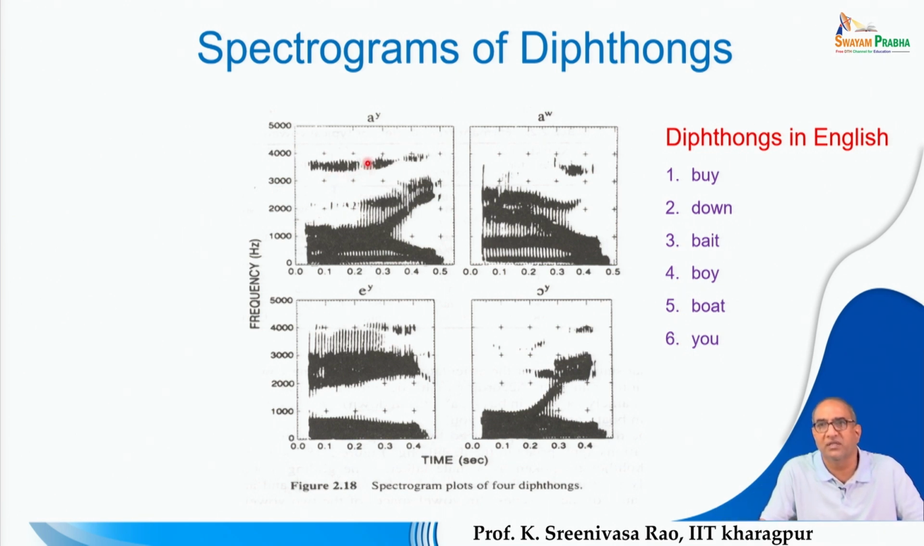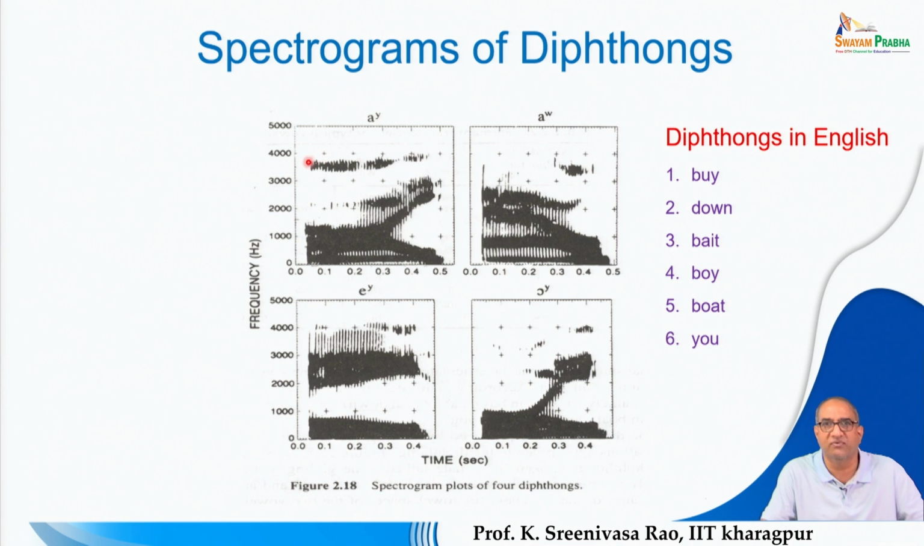Before going to the other groups of sound units, we will see the diphthongs first, because diphthongs are complex vowels. If you look at I, ow, it is a combination of two vowels, but they are not steady vowels. It starts with one vowel and then terminates with the other vowel. So these are glides.